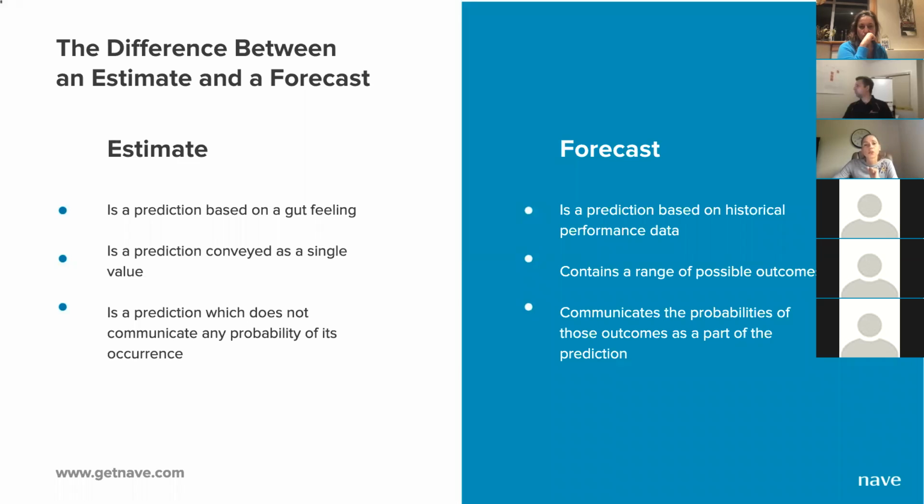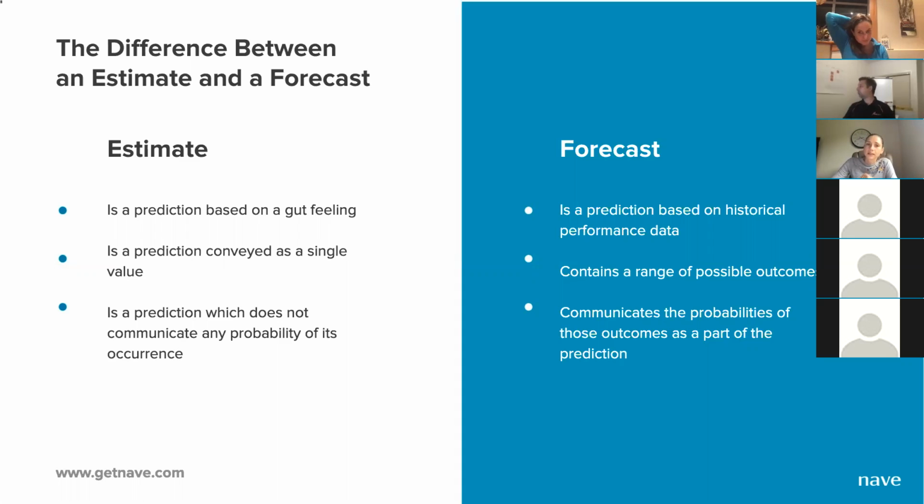When it comes to future predictions, there are two approaches trying to provide the answer to the "when will this be done" question: an estimate and a forecast. What's the difference? Estimates are predictions based on guesswork, judgment, or intuition. The prediction is delivered as a single value. It could be a date or a number of days, for example. An estimate doesn't involve any probability of its occurrence.